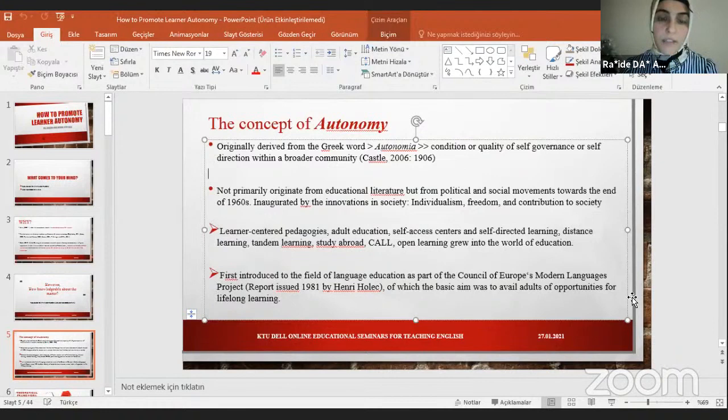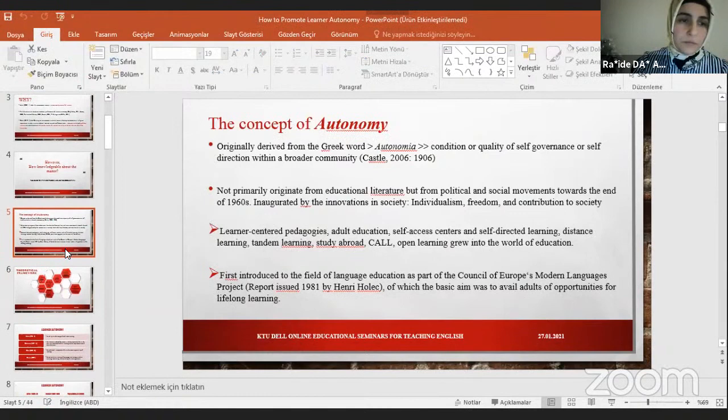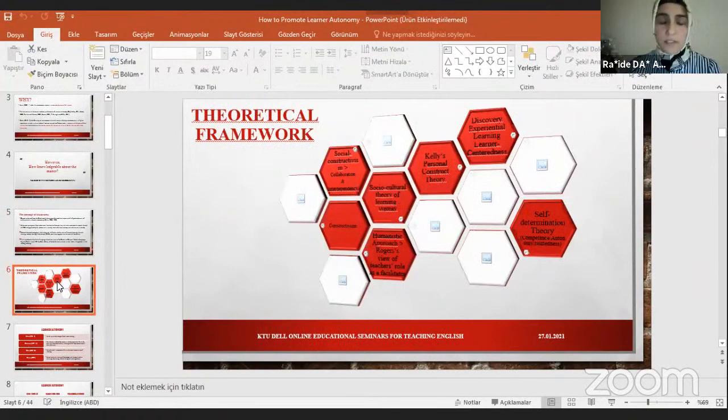In response to these kinds of movements, the term was first uttered by researchers in a project proposed in Europe. So it is considered a Western concept. And the aim of that project, as I said, was to provide some opportunities for lifelong learning. So this is the story behind it, but again, I can say that autonomy is not a single or simple concept. So you have a lot to hear about that.